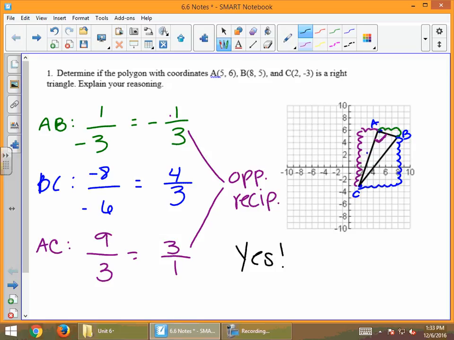You have to explain your answer. You explain your answer, say something along the lines like perpendicular lines form right angle. Something along those lines. Therefore, it's a right triangle.